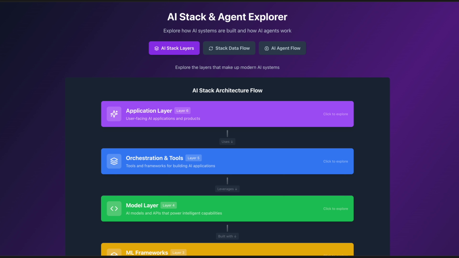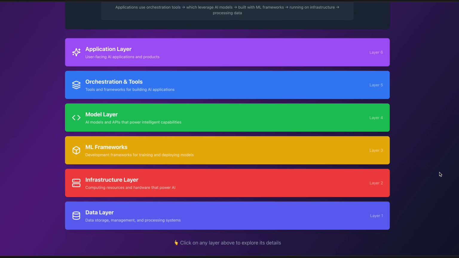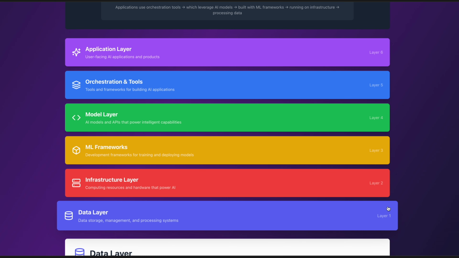When I say application layer, it is the front end that you see, the user interface that people interact with. So let me clearly give the overall flow of AI stacking: what it is, how the entire flow happens, and what this entire bundle is about. So the data layer is your input.